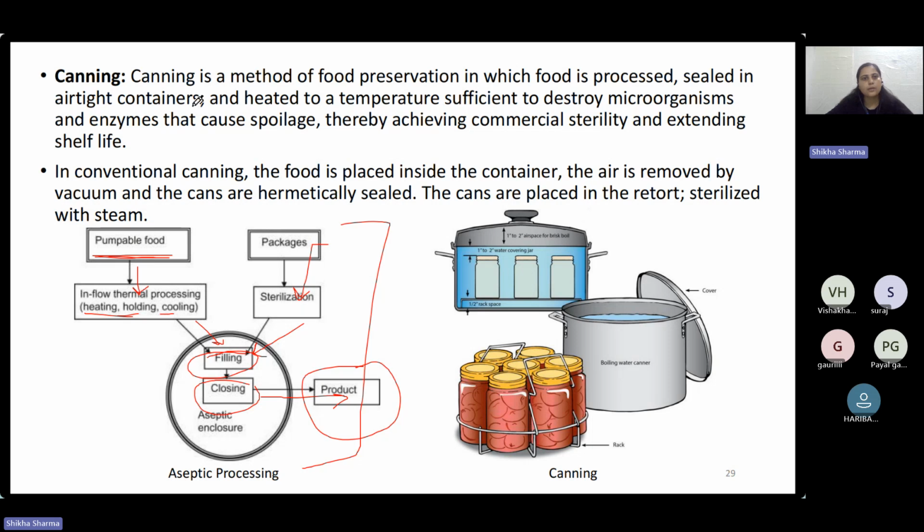Now let's see what is canning. So canning is basically food preservation in which food is processed, sealed in airtight containers and heated to a temperature sufficient to destroy microorganisms and enzymes that cause spoilage, by achieving commercial sterility and extending shelf life.